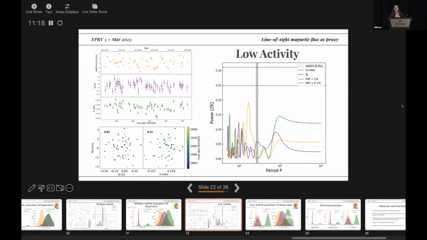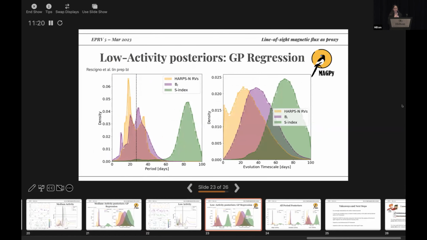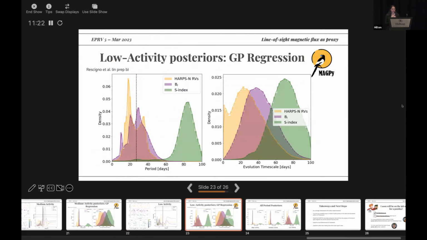So GP regression, how do we do? Well, we do pretty well. Yes, the magnetic flux distribution on the period is not the cleanest, but again, this is a very preliminary, uninformed analysis. This is a blind search to see if we can actually see the rotation period of the Sun.